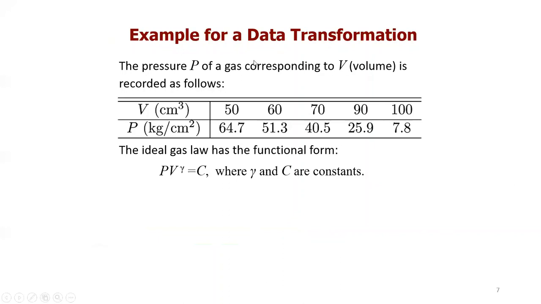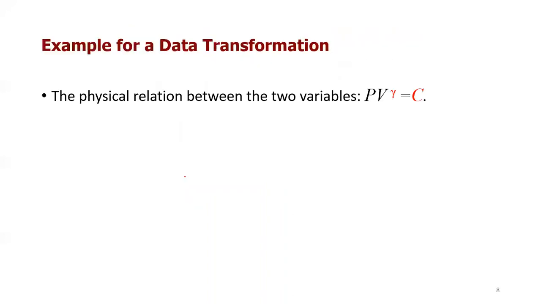The pressure P of a gas corresponding to volume V is recorded as follows, okay? The ideal gas law has the functional form: the pressure times the volume to the power of a constant gamma is equal to another constant C, right? So there is a physical relationship between the variables P and V, and our aim is to find gamma and C.